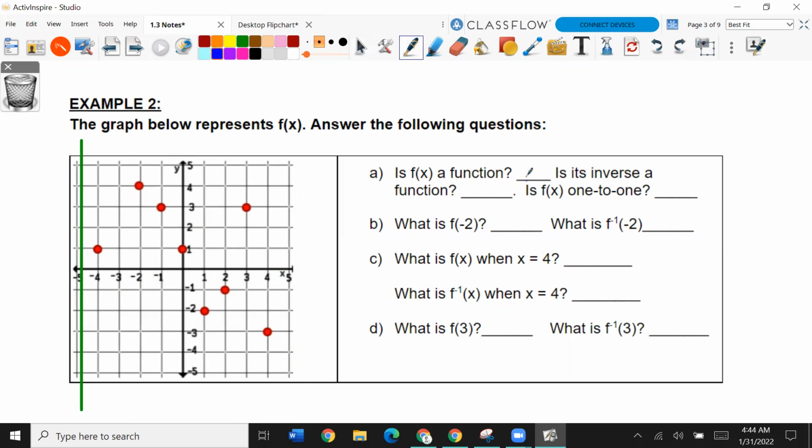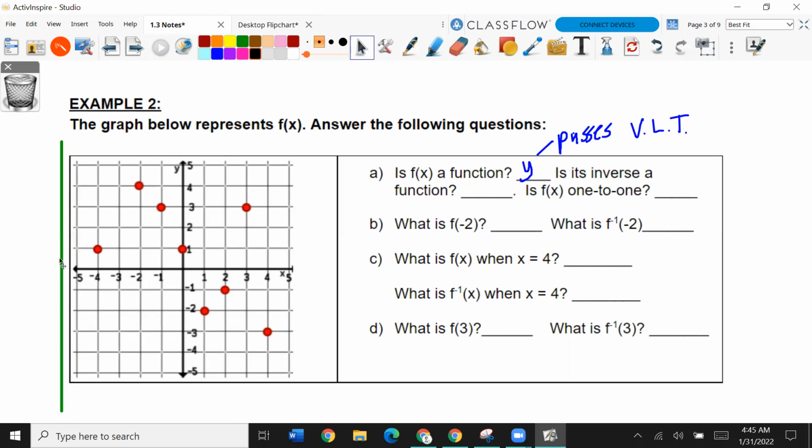So I'm going to write a little y there. Just say passes the vertical line test, VLT, if you're cool with that abbreviation there. Now let's talk about the inverse. Now we haven't talked about what makes an inverse function a function, but if you were to switch all the x and y values, you would notice that the x-axis becomes the y-axis and the y-axis becomes the x-axis.